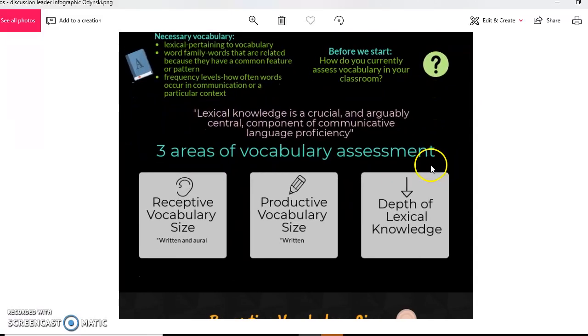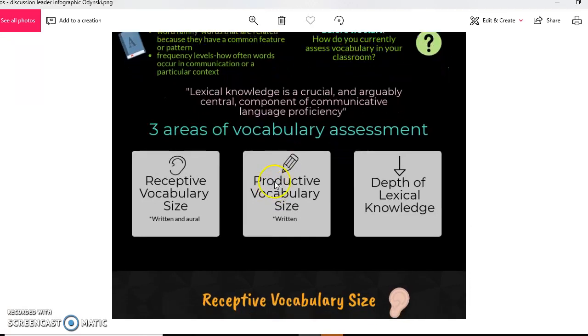To start, in the introduction, the authors mention this quote that I added because I thought it was very important: "Lexical knowledge is a crucial and arguably central component of communicative language proficiency." Basically, without vocabulary, you're not going to be able to produce or receive your L2 proficiently. I wholeheartedly agree with that, as a foreign language teacher. Vocabulary is needed for language reception and production.